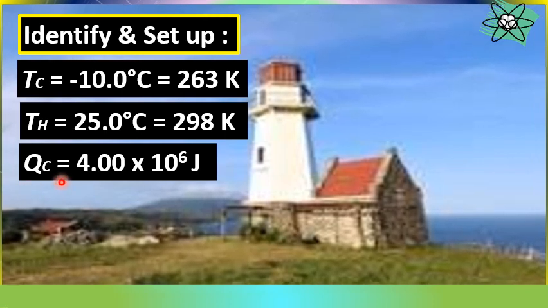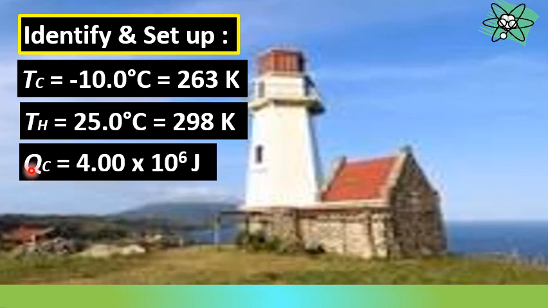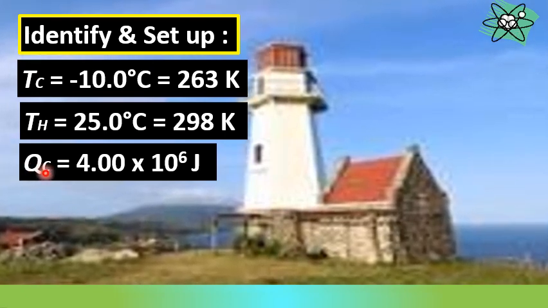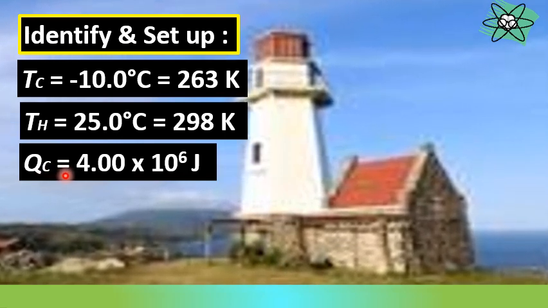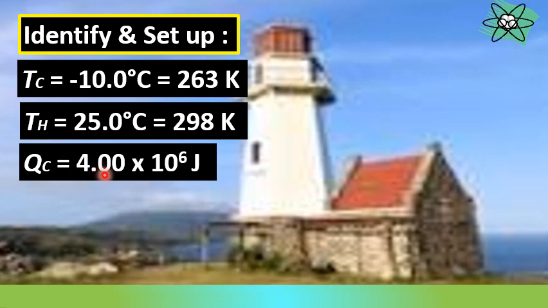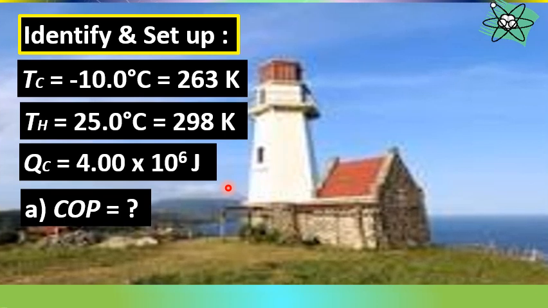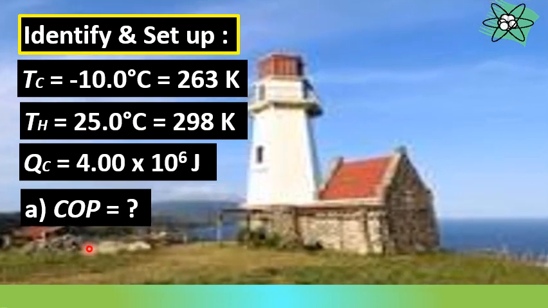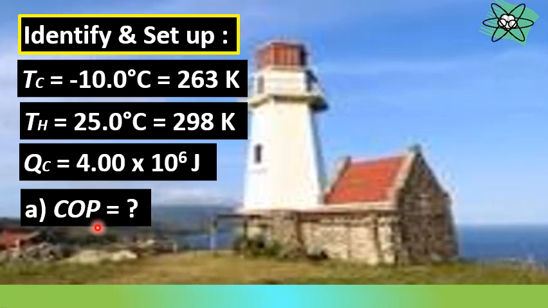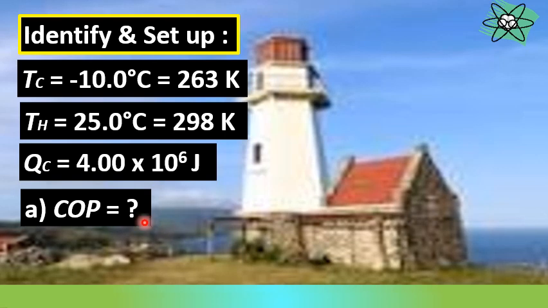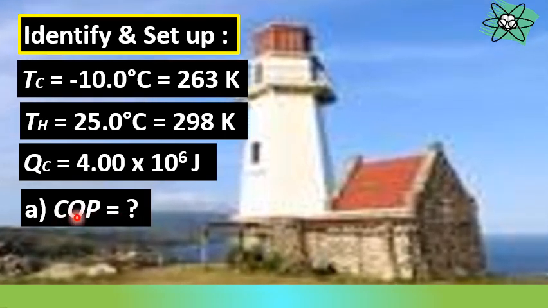Likewise, you're given the amount of heat, capital Q sub C. This is the heat that is taken in from the cold reservoir, and that is equal to 4.00 times 10 to the 6th power joules. And for letter A, we're asked to find what they call the coefficient of performance of the refrigerator. We just represent that by its acronym COP.